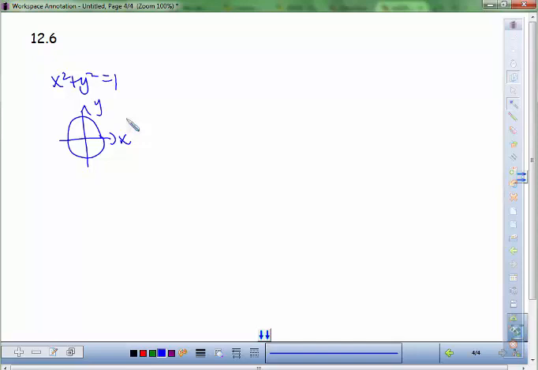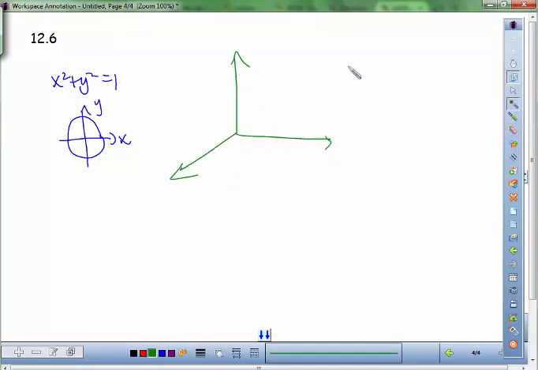what's that say about z? Zero. Well, I didn't say z was 0. I just said I have an equation x squared plus y squared is equal to 1. What can you say about z? It's valid for all values of z. So, what that means in three dimensions is that if I were to view it on the xy plane like I drew it in two dimensions, I would see this circle on the xy plane.